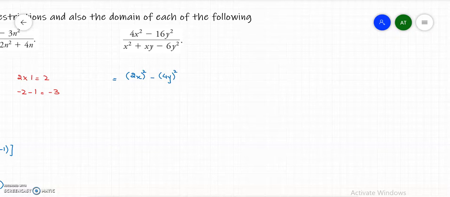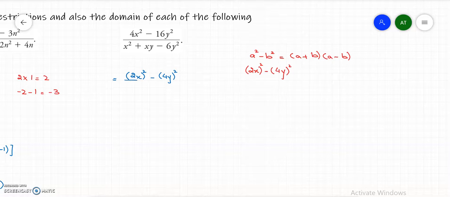So we can use the formula over here, that is a square minus b square, which equals a plus b times a minus b. Okay, so our a value is 2x whole square and minus 4y whole square. It means the a value is 2x and the b value is 4y. So how can we factorize it?